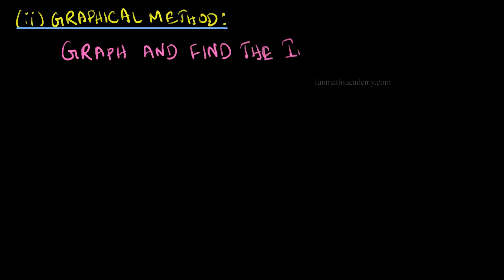Now, next, we shall see how to solve a system of linear and quadratic equations using the graphical method. This method is very simple. We just have to plot these two equations as a curve and a line and find the points of intersection, which will be the solution of this system of equations.